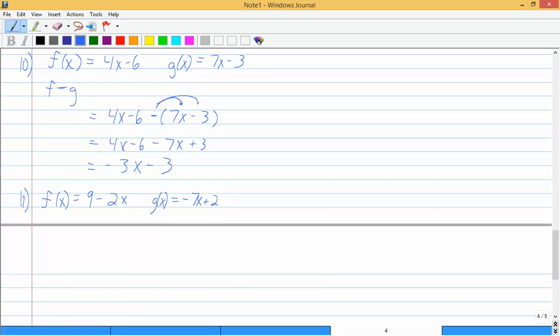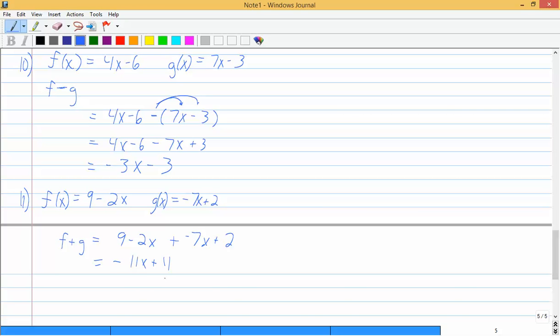Alright, number 11 is f plus g. On this one, we don't have to worry about parentheses. So 9 minus 2x plus negative 7x plus 2, because you're adding, and so you don't have to worry about parentheses. So that's going to be negative 11x plus 11.